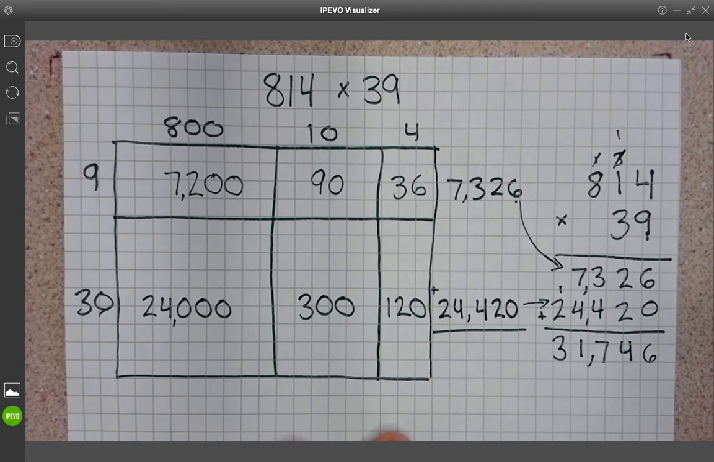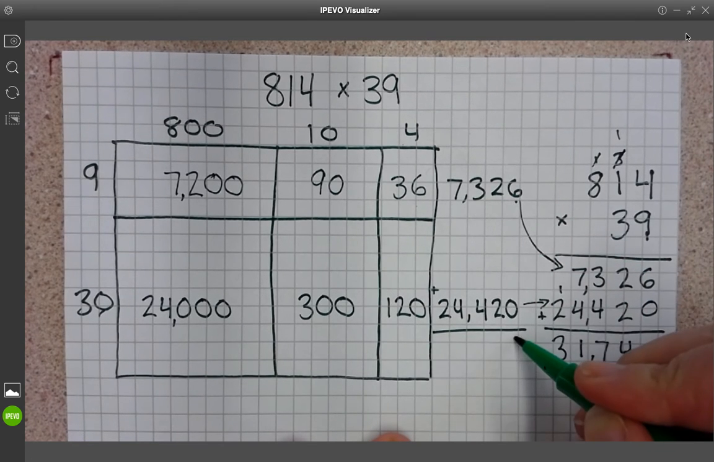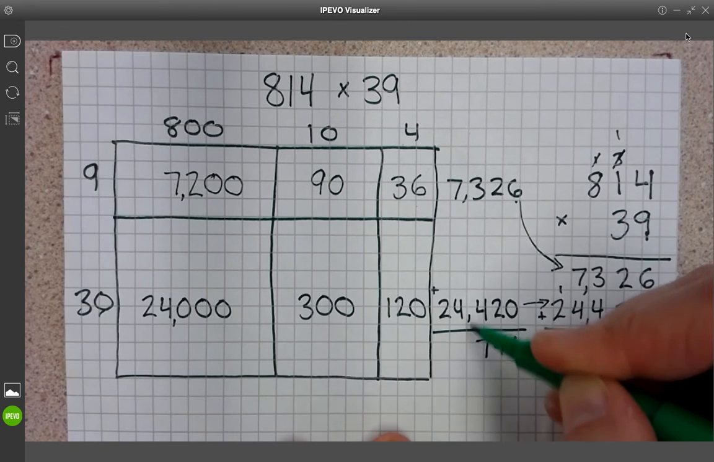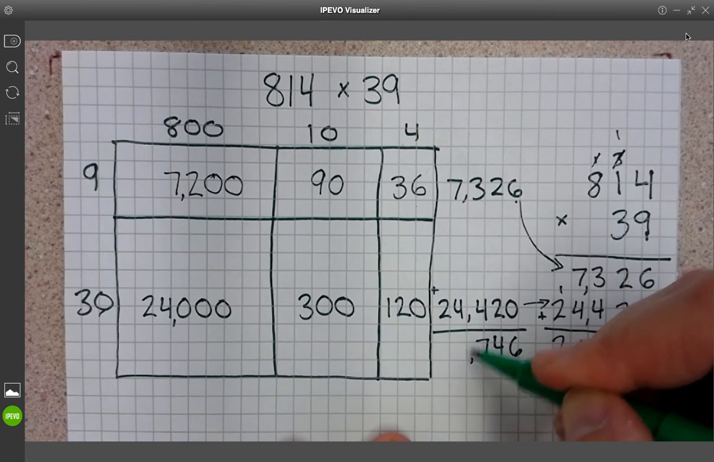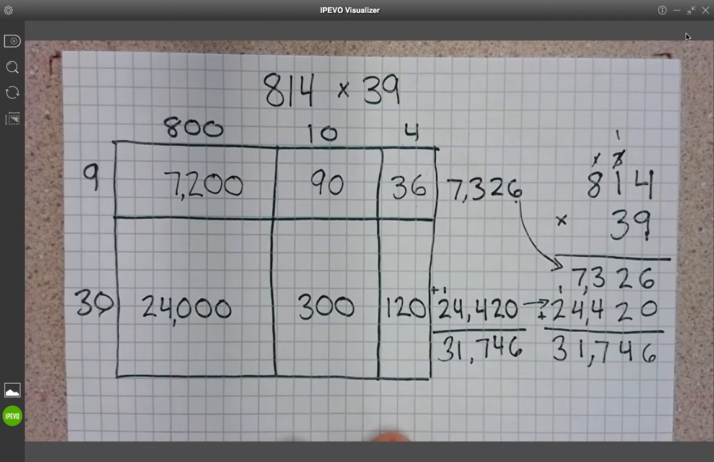All right. And then I'm going to go over here and add over here. 6 plus 0 is 6. 2 plus 2 is 4. 3 plus 4 is 7. 7 plus 4 is 11. And then 2 plus 1 is 3. 31,746. My products match.